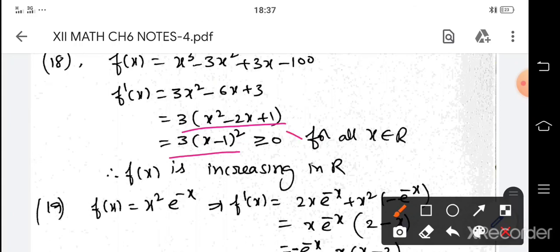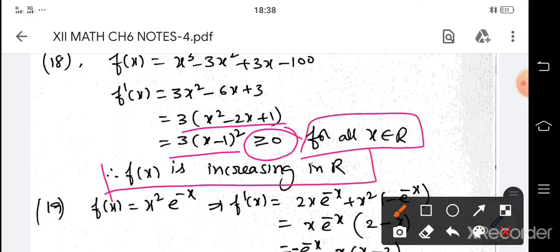As a square is always positive, greater than or equal to 0, non-negative we can say, for all x belongs to R. Therefore f of x is increasing in R. That's all they asked us, we proved it.